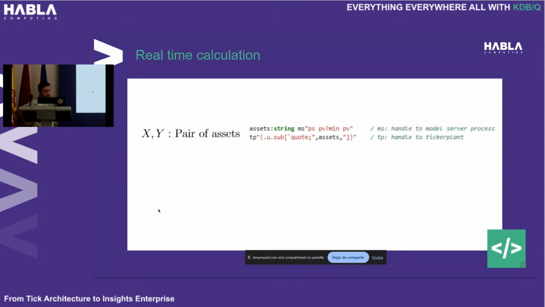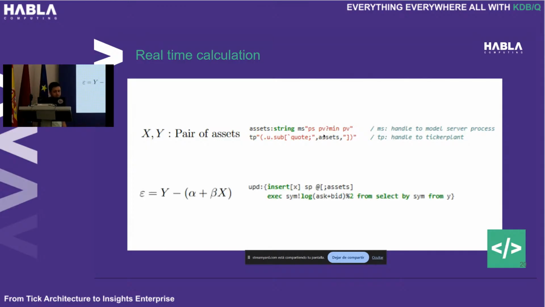Okay, so we had two things to do. First of all, we have to get the most integrated pair of assets from the model server. Very easy, just sending a query to the model server. This MS is a handle connection to the model server. So here I have the most integrated assets. The second thing is to subscribe to the tickerplant and tell the tickerplant that we want to get the data from just these 2 assets, only these 2 assets, very easy.